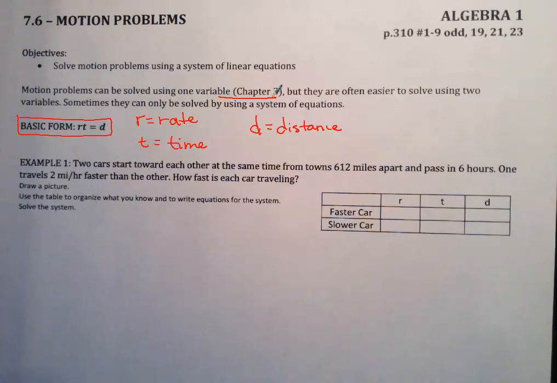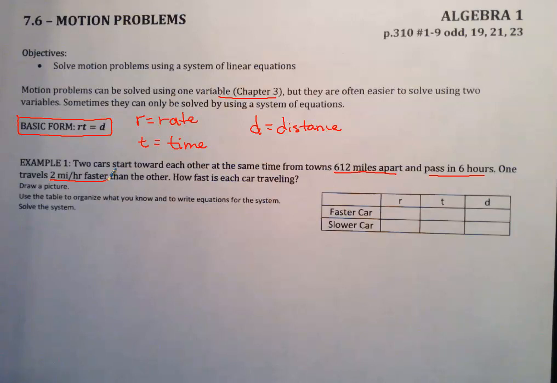Okay. So two cars start toward each other at the same time from towns 612 miles apart. And they pass in 6 hours, or they meet, right? One travels 2 miles per hour faster than the other. How fast is each car traveling?